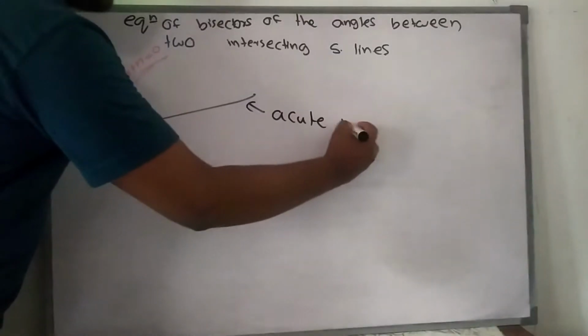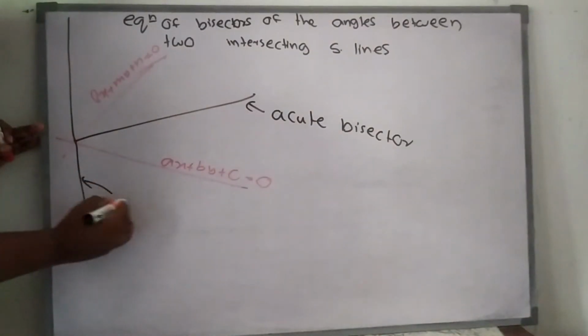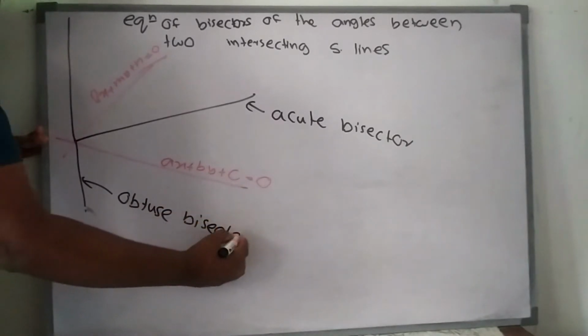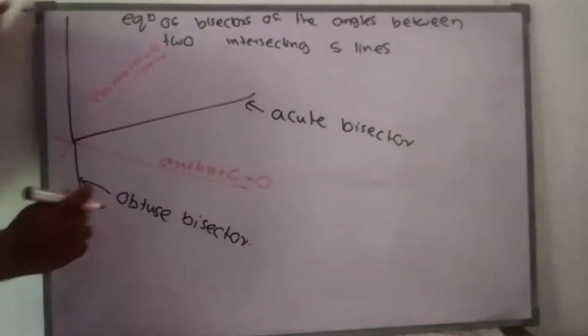Acute bisector, obtuse bisector, right? So then we will have two kinds of equations: the acute bisector equation as well as the obtuse bisector equation. So how do we find them?